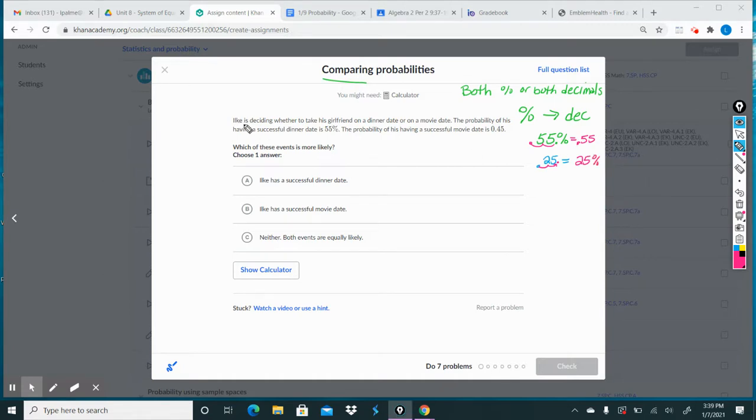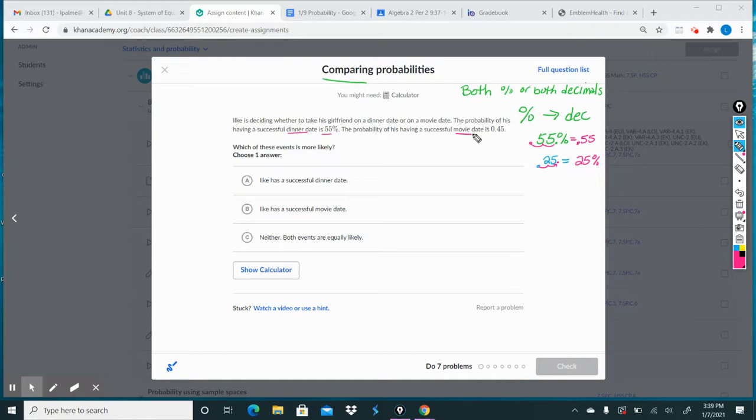So Ike is deciding whether to take his girlfriend on a dinner date or a movie date. The probability of him having a successful dinner is 55%. So dinner is 55%. The probability of having a successful movie date is 0.45. Which of these events is more likely to happen?